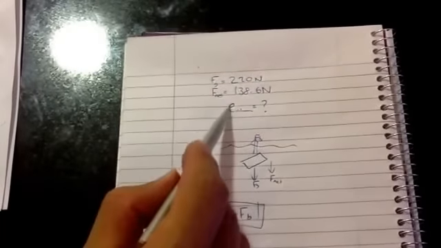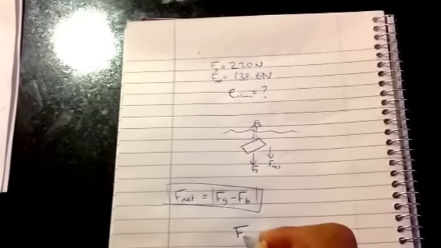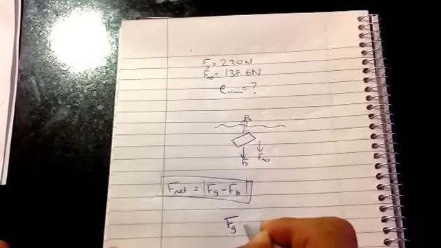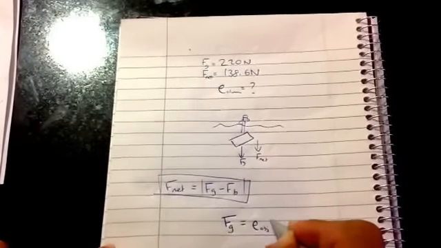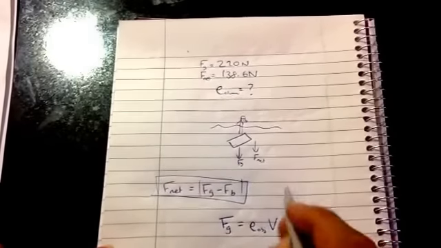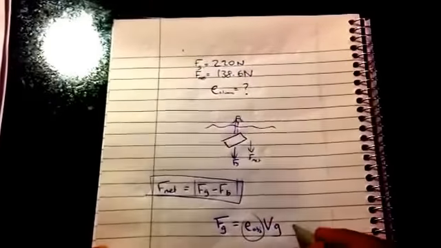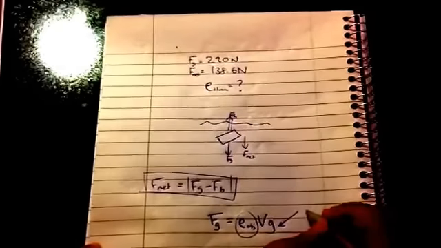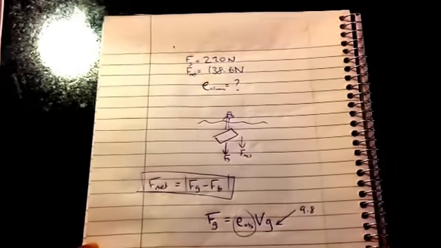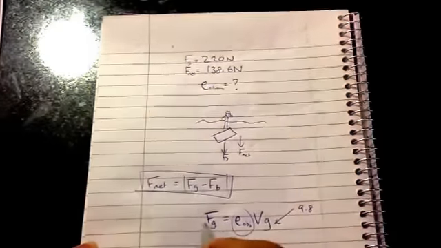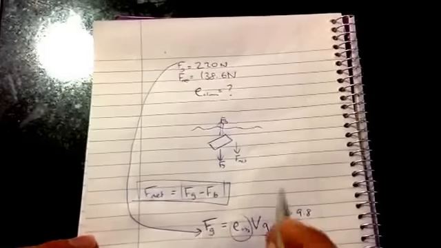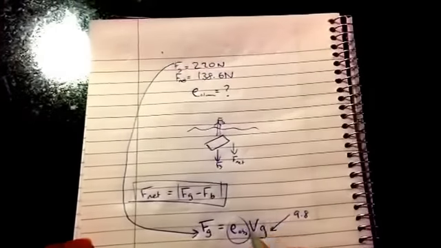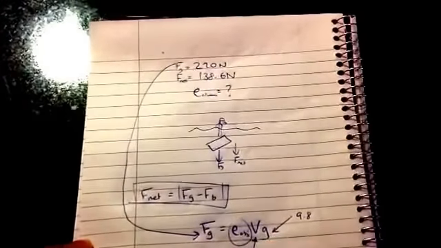Right, we want to find the density of the object. So the force of the weight is equal to the density of the object times the volume times gravity. Now we want to find this one here. We know G is 9.8. We know the force of gravity, which is 220, but we don't know V. So how do we find the volume?